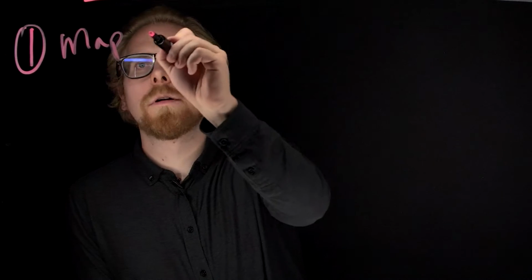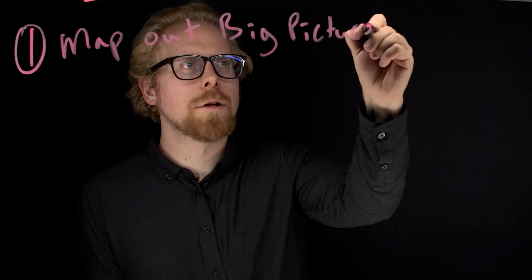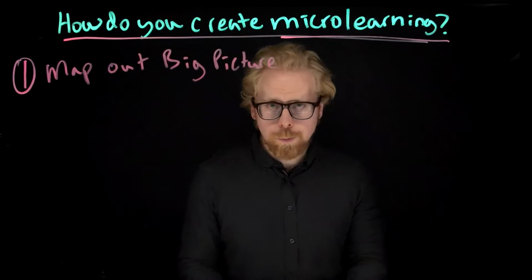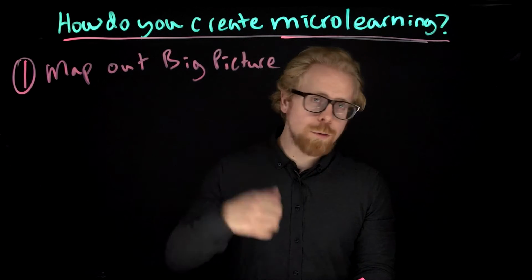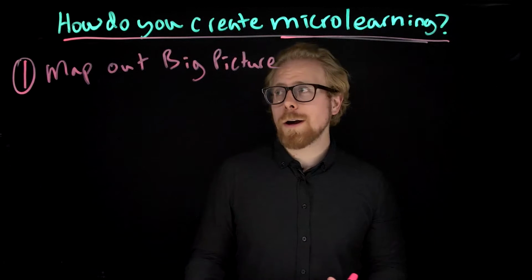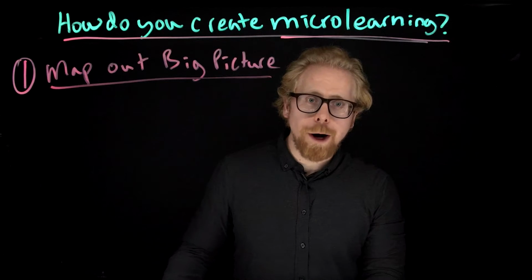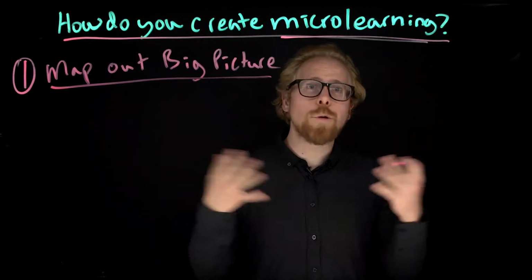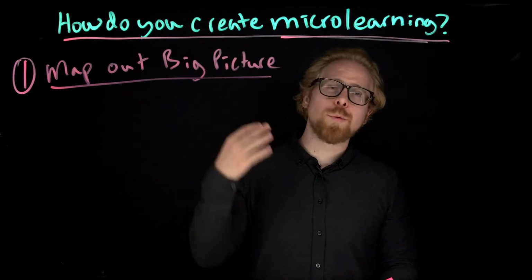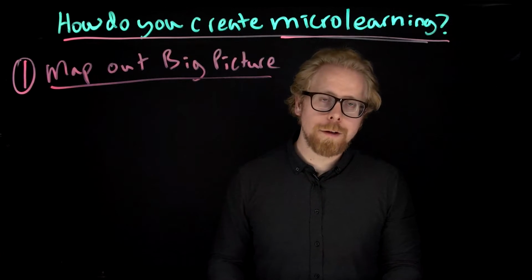So step one is map out the big picture. The big problem most people and businesses run into when they're developing microlearning is they think too small too quickly. When really all you have to do is start with the big picture. Write out the full curriculum that you know. Don't force a full curriculum, but you really just want to brain dump the big picture.